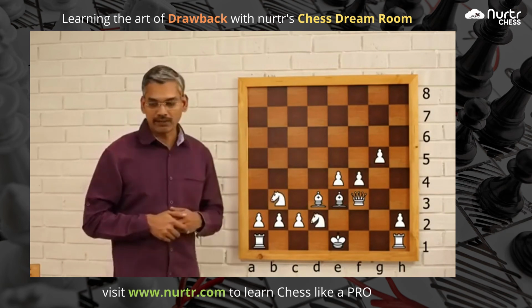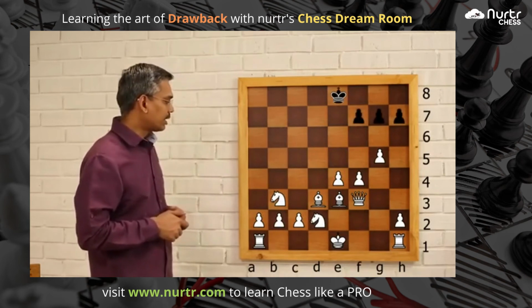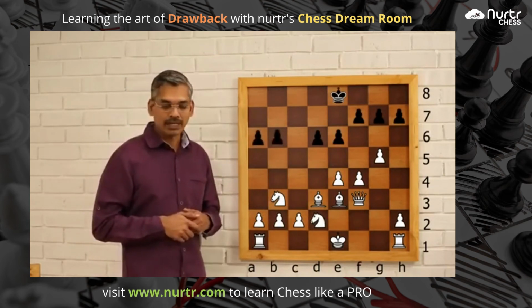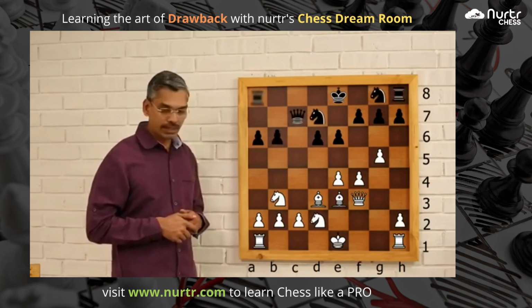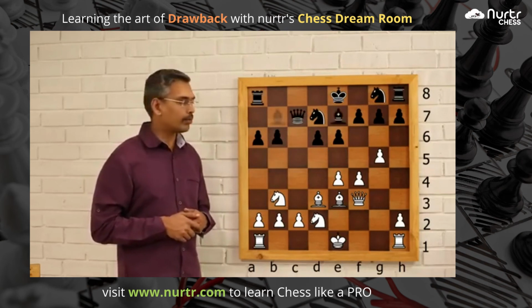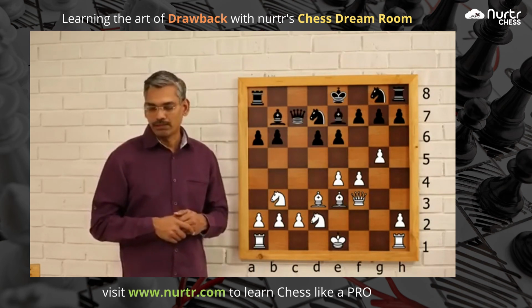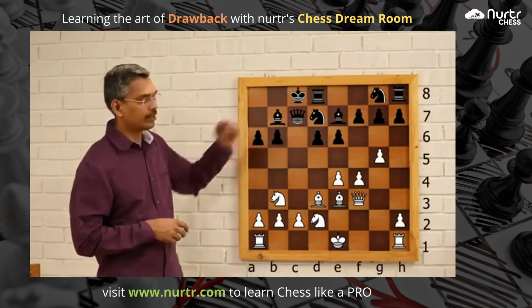For black we have king e8, pawns h7, g7, f7, e6, d6, a6, b6, knight d7, knight g8, queen c7, rook h8, a8, bishop e7 and b7. Okay, so this is the position. Now it is black to move. Black played long castle. Okay, he plays long castle.